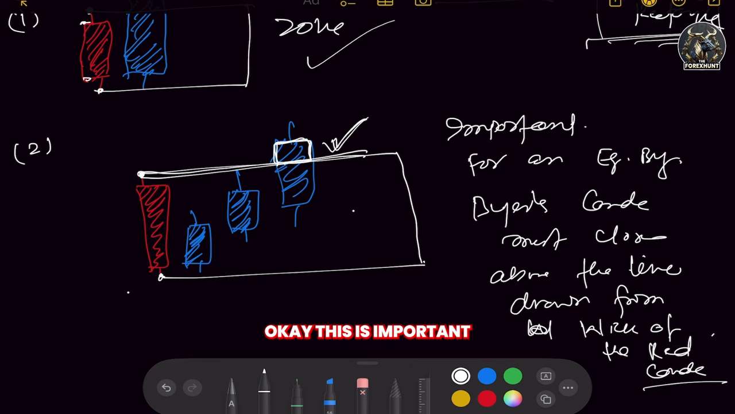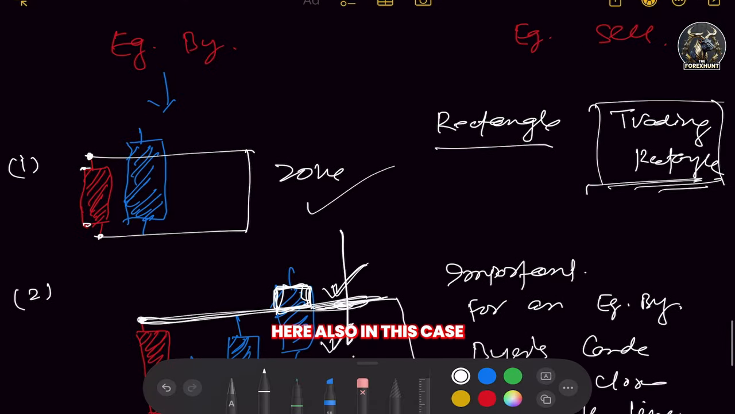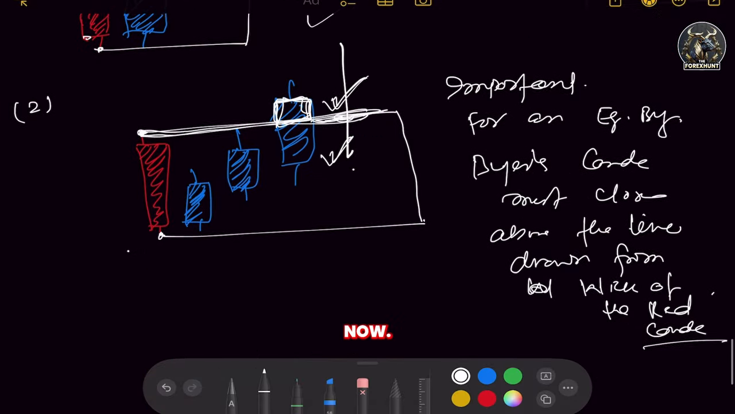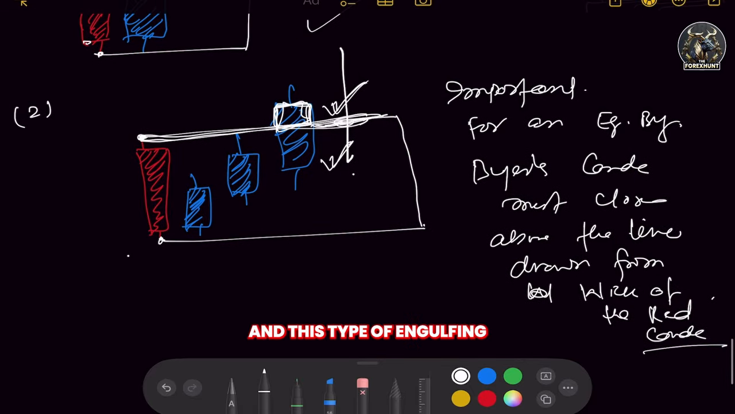Okay, this is important. After drawing a line from this wick, this blue candle needs to close above the line you have marked properly. In every case of engulfing buy, here also, in this case, it is closed above the line. And these types of engulfing, it is not compulsory that 3, 4, 5, 6, 7 candles are here. This doesn't matter at all.